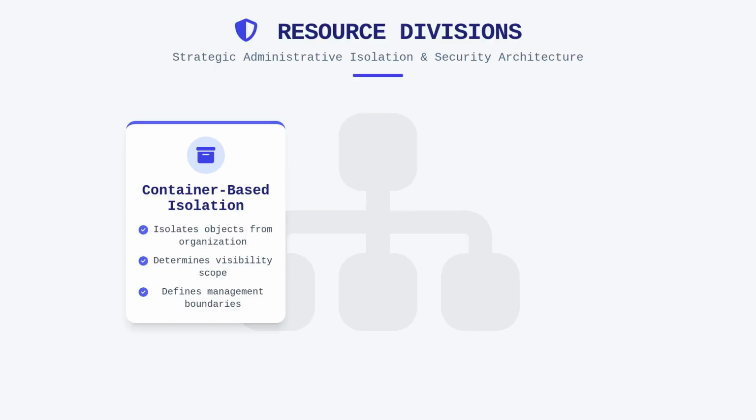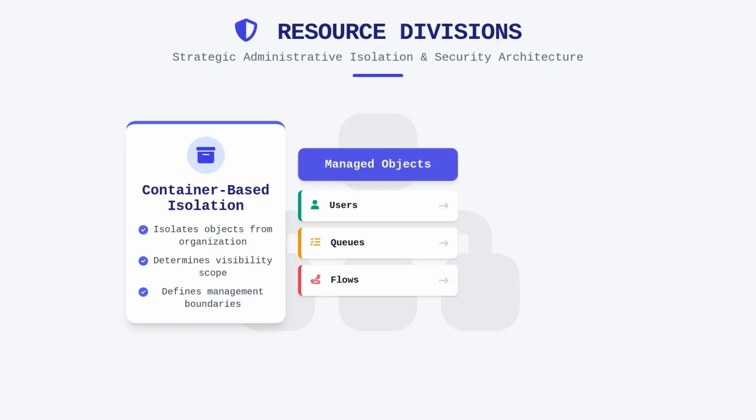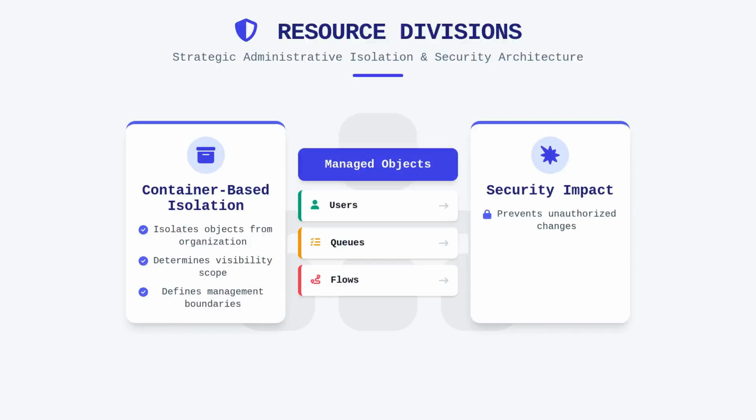When you place a user, queue, or flow into a division, you are essentially determining the visibility and management scope for administrators. This is not merely an organizational preference. It is a critical security architecture that prevents unauthorized changes to mission-critical routing components.